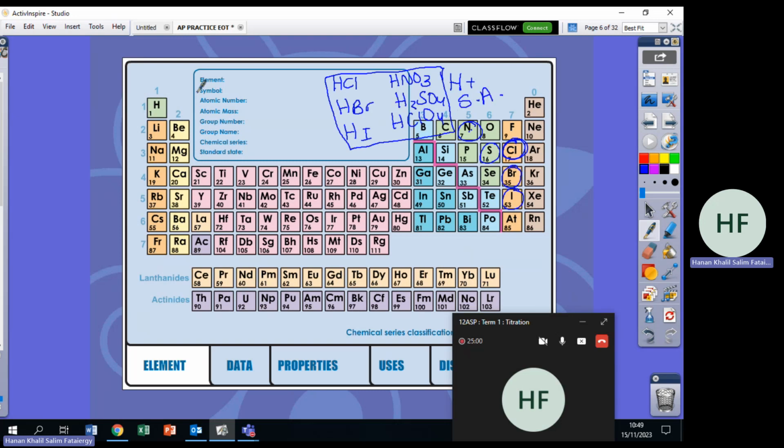Now let's see the strong bases. Strong bases will of course be with the metals. Strong bases are very easy to memorize. If you have a periodic table, you will take them like this. The strong acids, okay, sorry, strong bases.